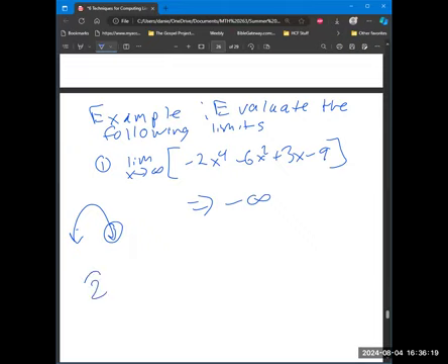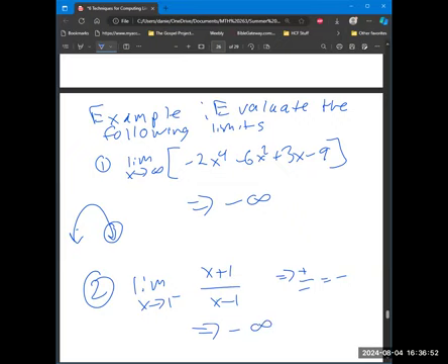Number 2, limit as x approaches 1 from the left of x plus 1 over x minus 1. Let's try direct substitution if we can. And we get 2 over 0. I'm not allowed to divide by 0, but that tells me that there's going to be some type of asymptote. If I'm coming at 1 from the left, this is going to be a positive number over a negative number, which is going to give me a negative number. So this is going to go to negative infinity here.